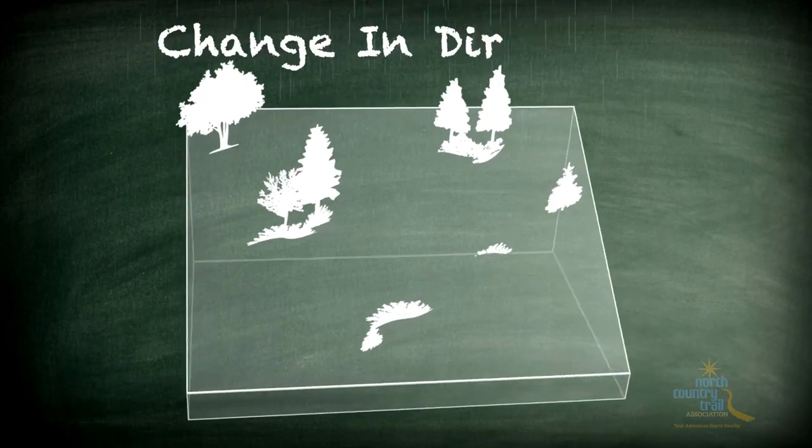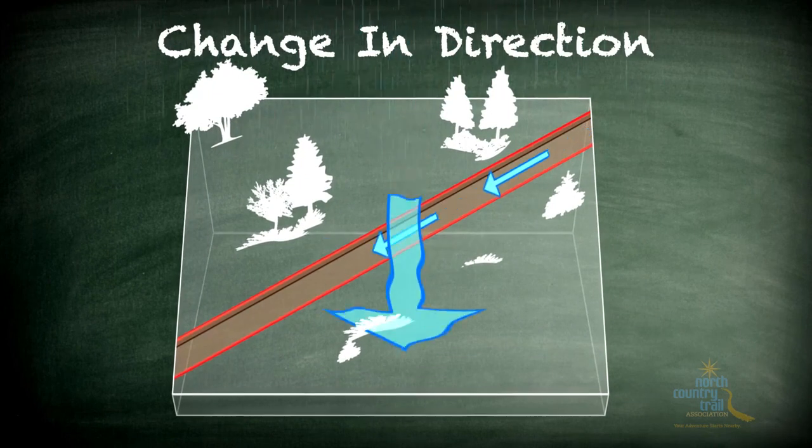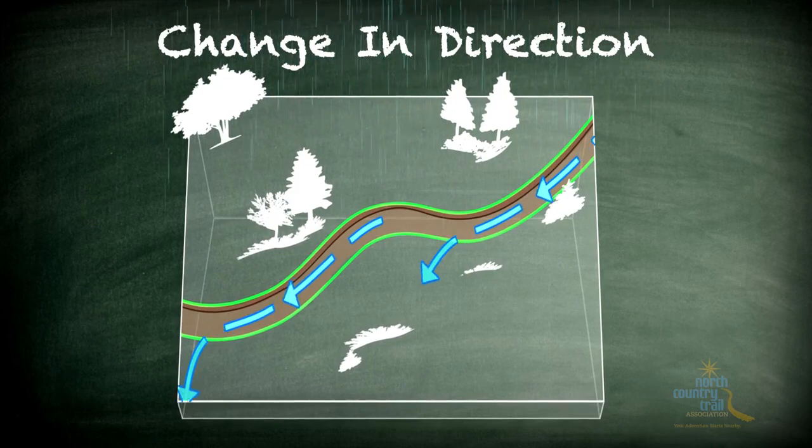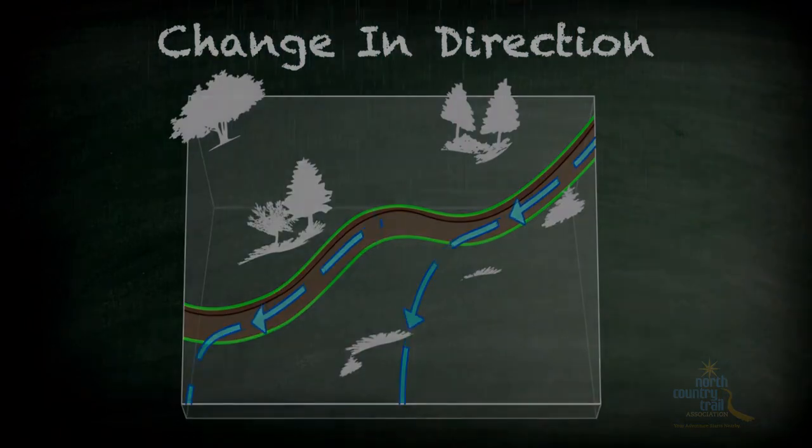Another tool that we use is to actually change the direction of the trail, because water likes to go in a straight line if it's got a choice. You change the direction of the trail away from where the water wants to go, you can shed water that way.